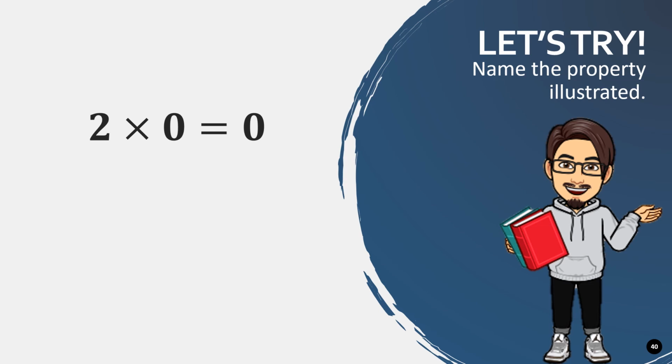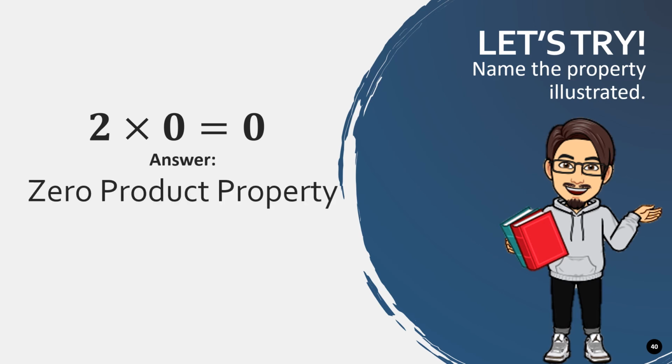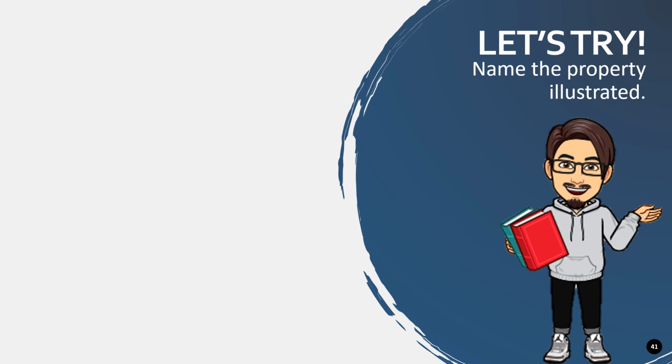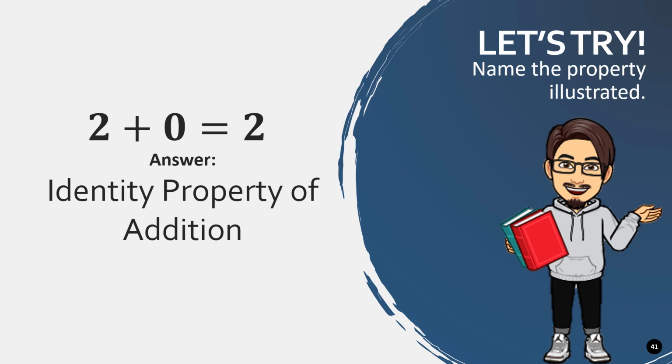2 times 0 is equal to 0. What property is this? Good. This is zero product property. Next is 2 plus 0 equals 2. Okay, very good. This is identity property of addition. Good job.